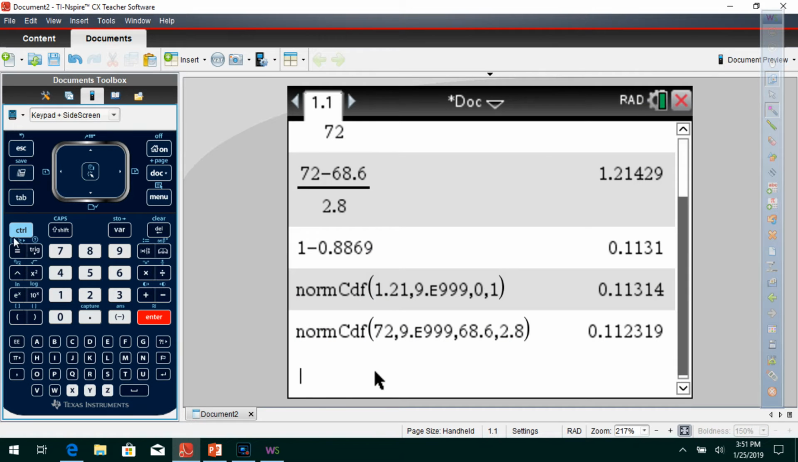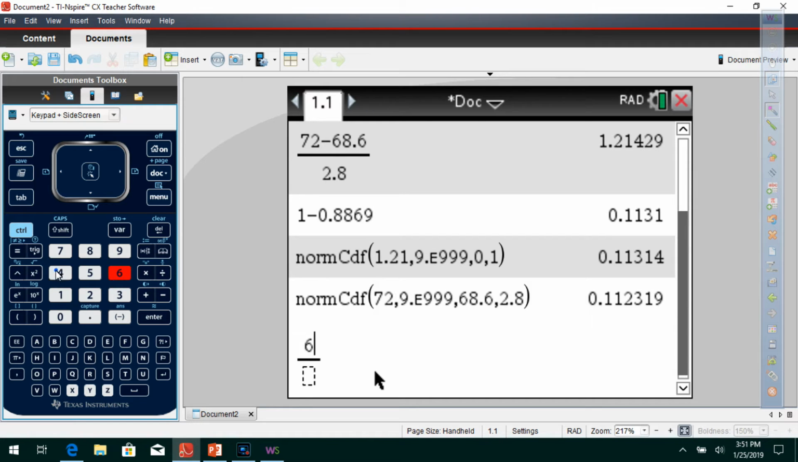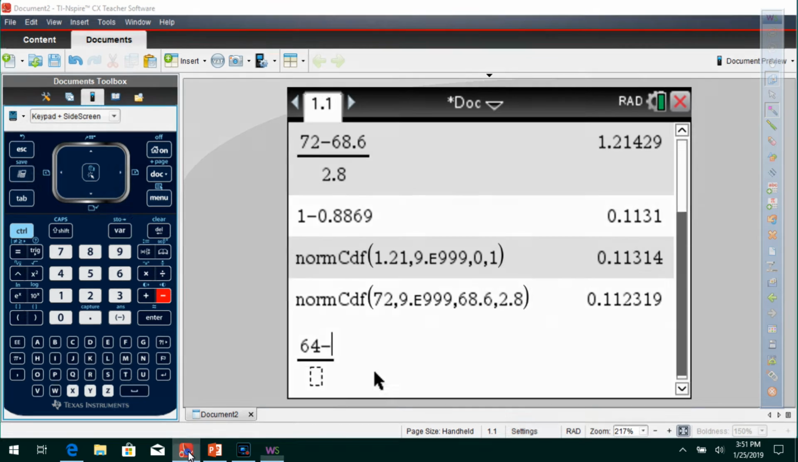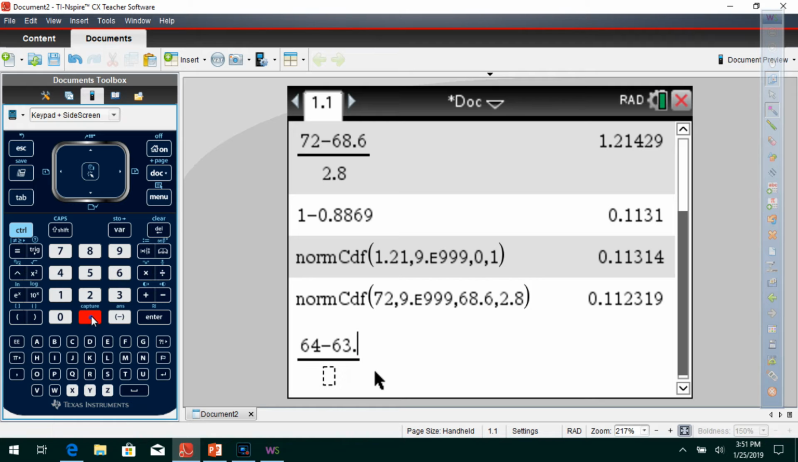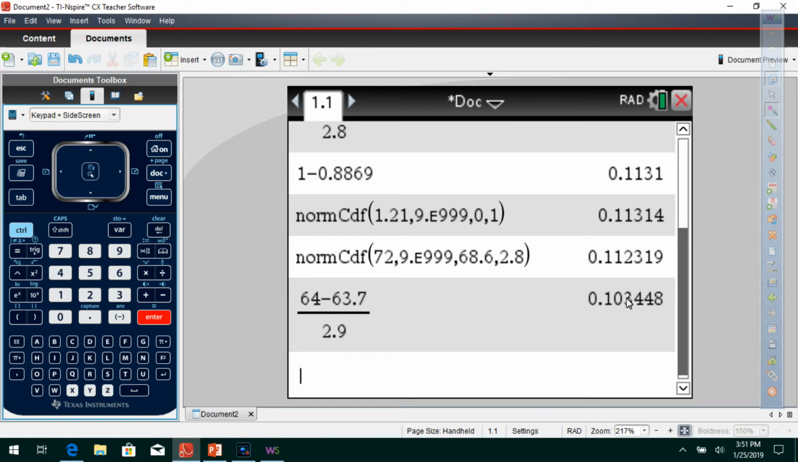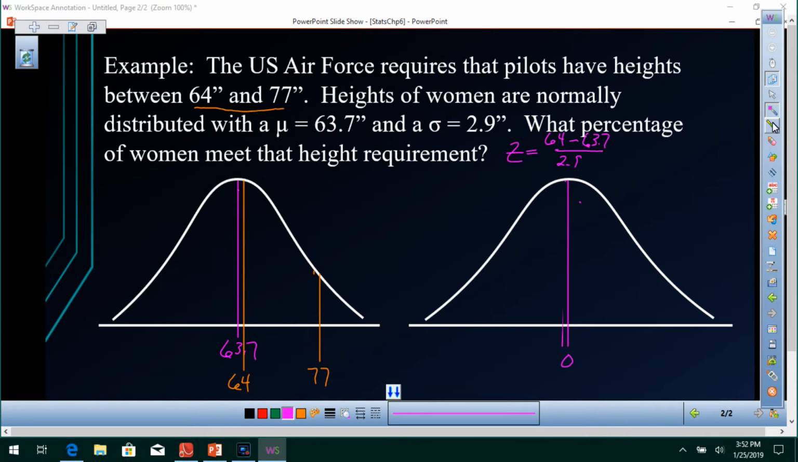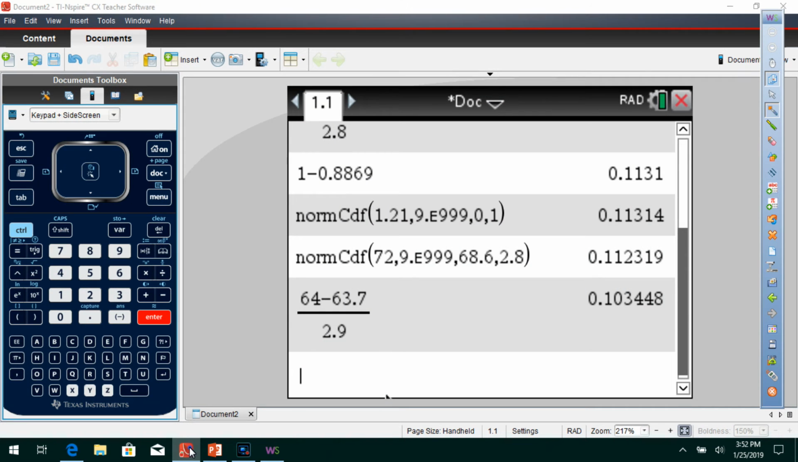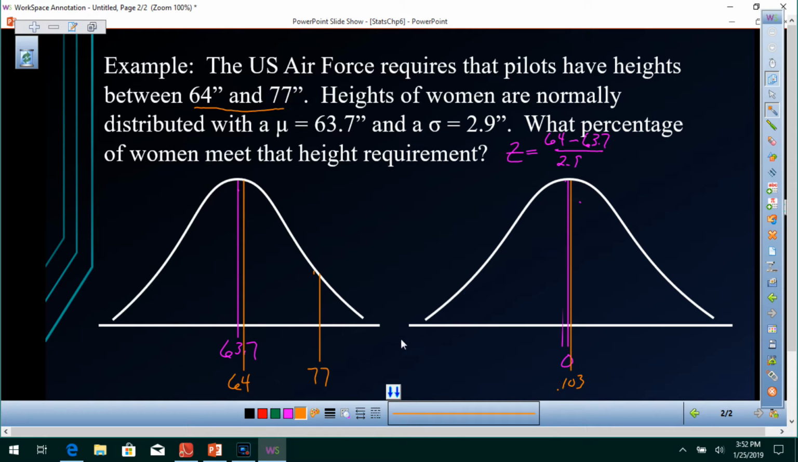So we've got 64 minus 63.7, divided by 2.9, and that's going to give us 0.1, real close to the mean. We'll call this 0.103. Now we've got to find the Z for 77.